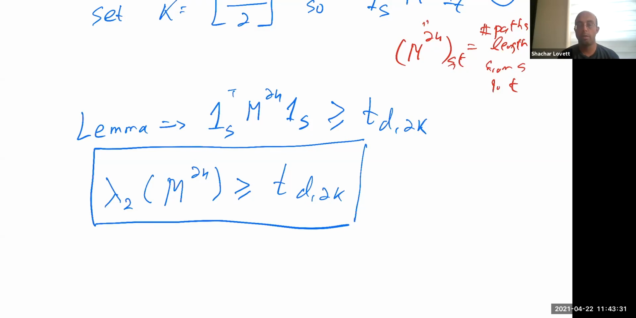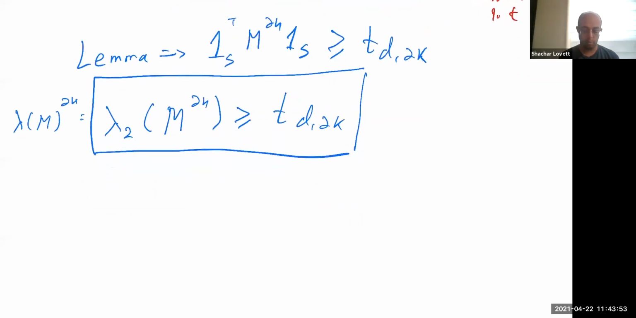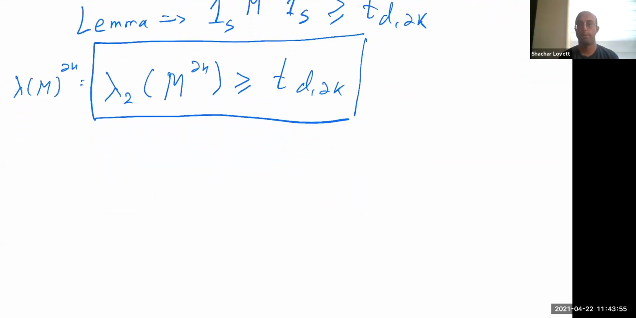If we can do that, we want to plug it in, take powers, and just to remind you, this is the same as lambda of M to the 2k. So we take this number, take the 2k-th root of it. Hopefully that's going to give us the bound that we want. Okay, so now we're going to do the combinatorics. Now comes the part related to what Max was saying. How do we lower bound this?